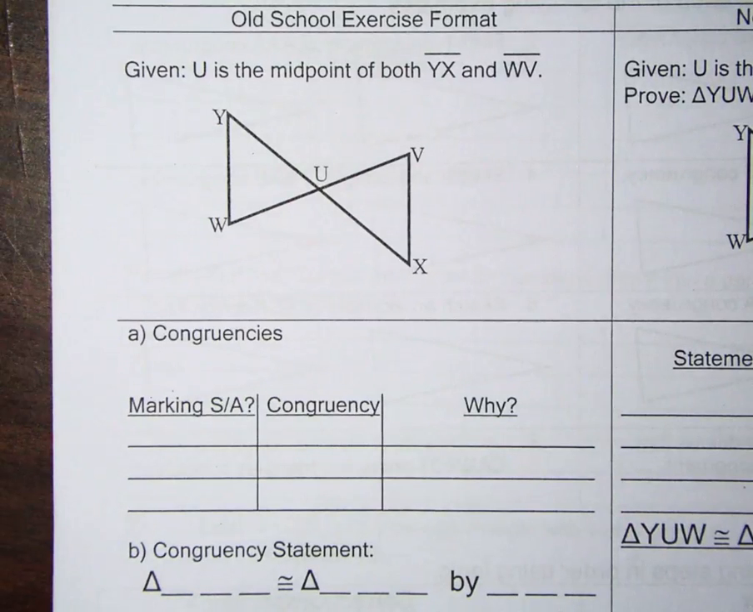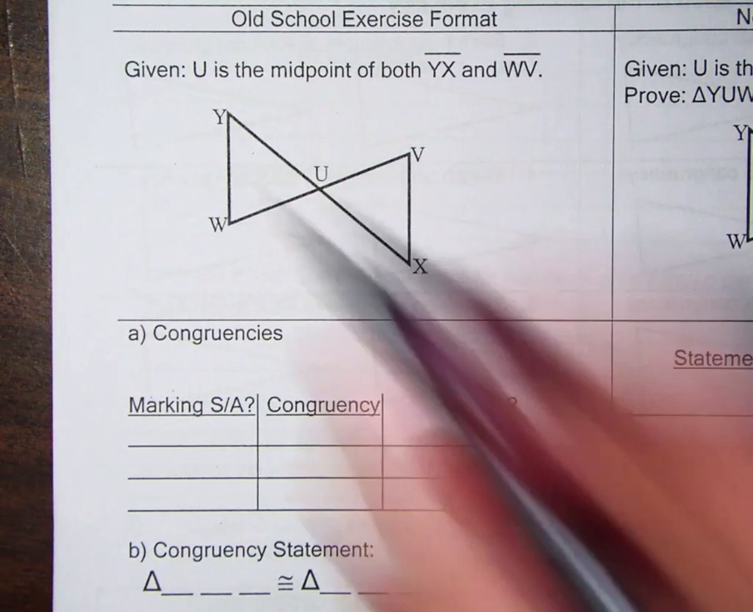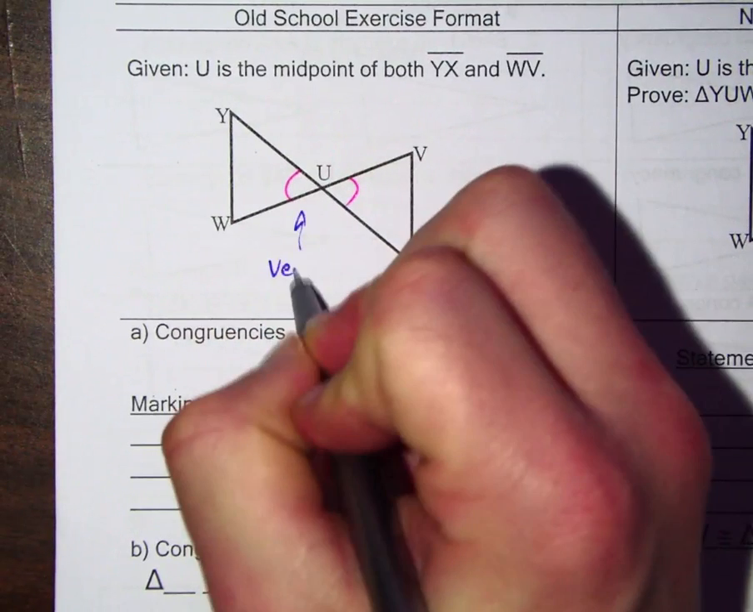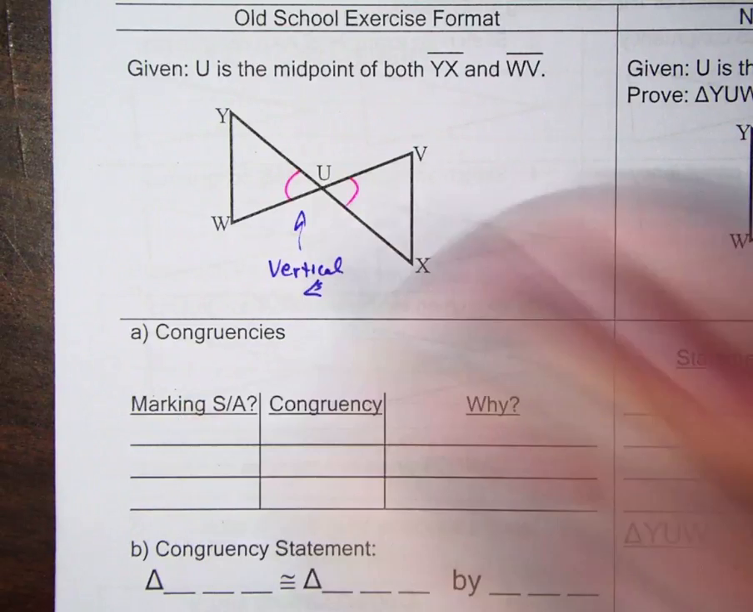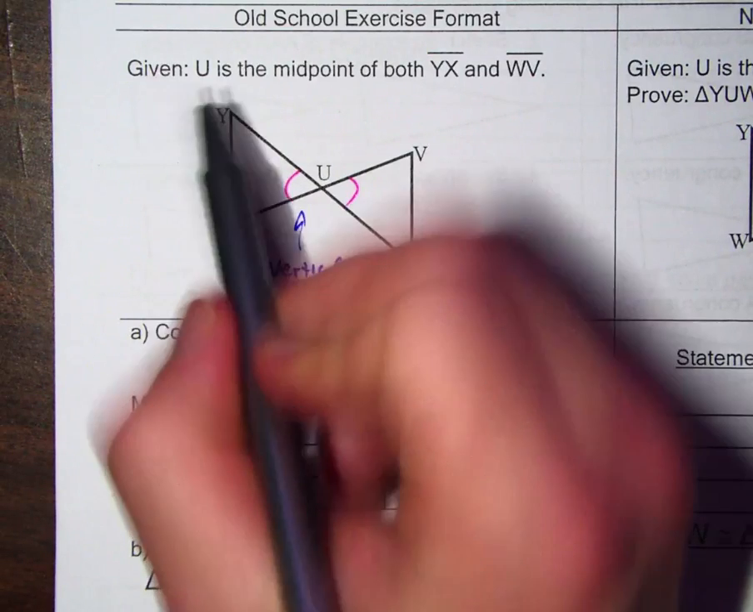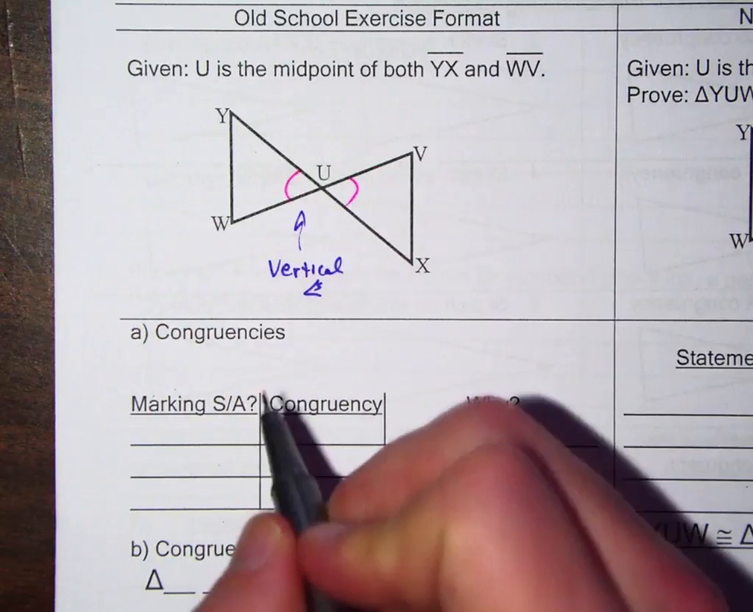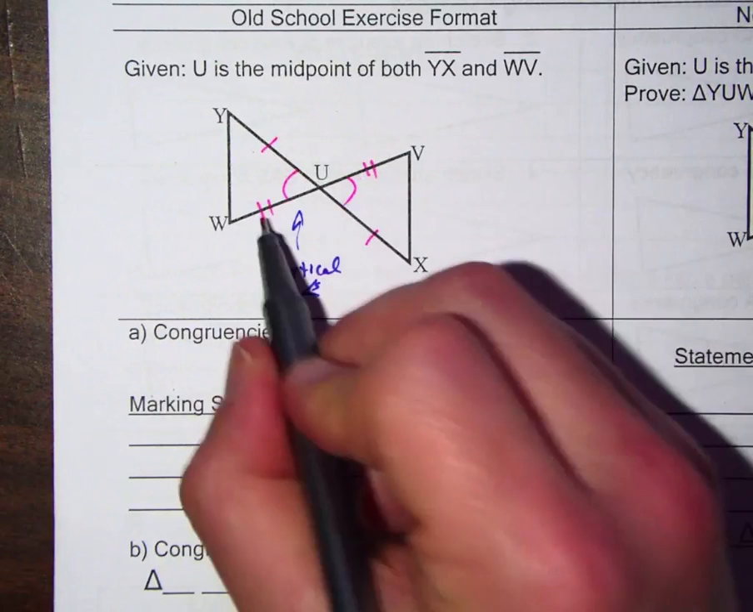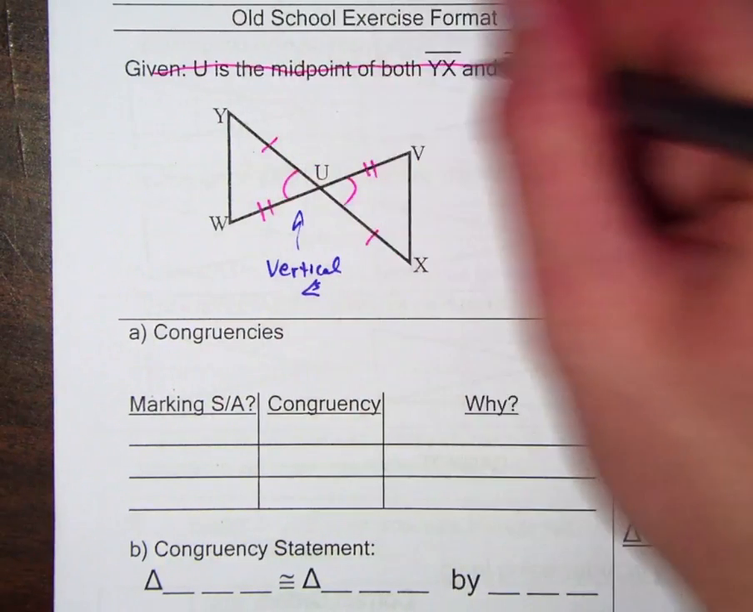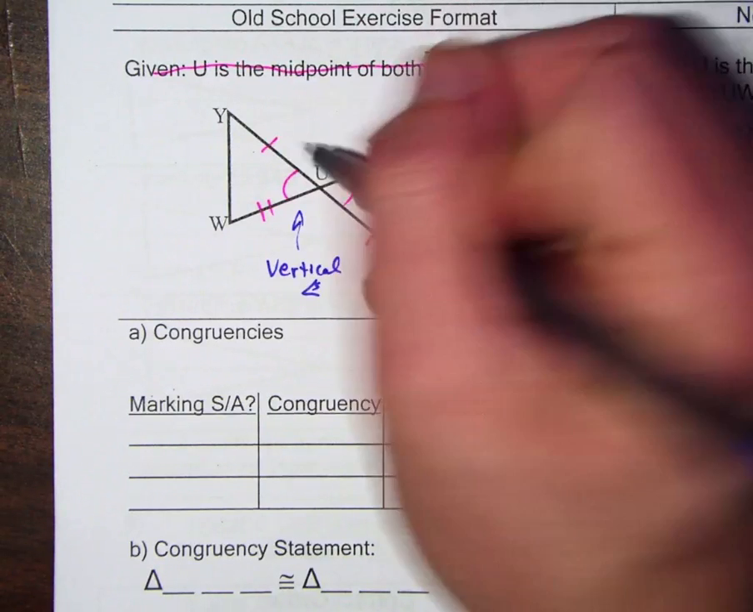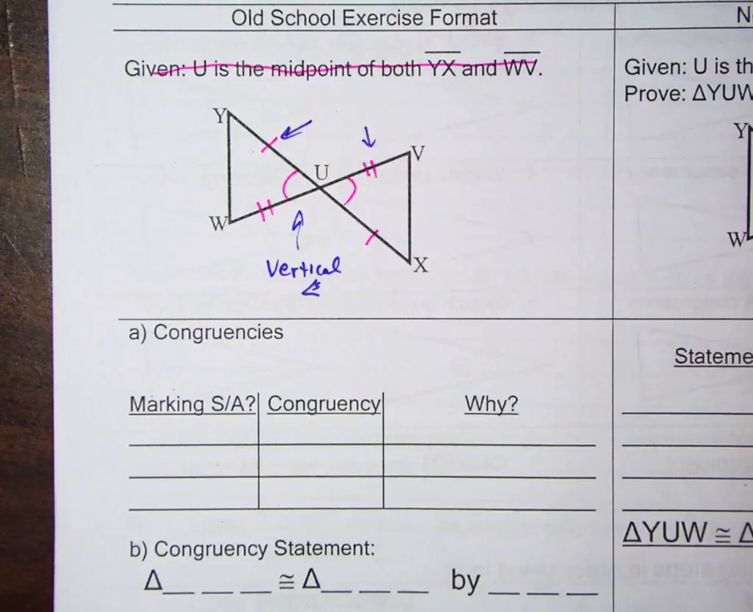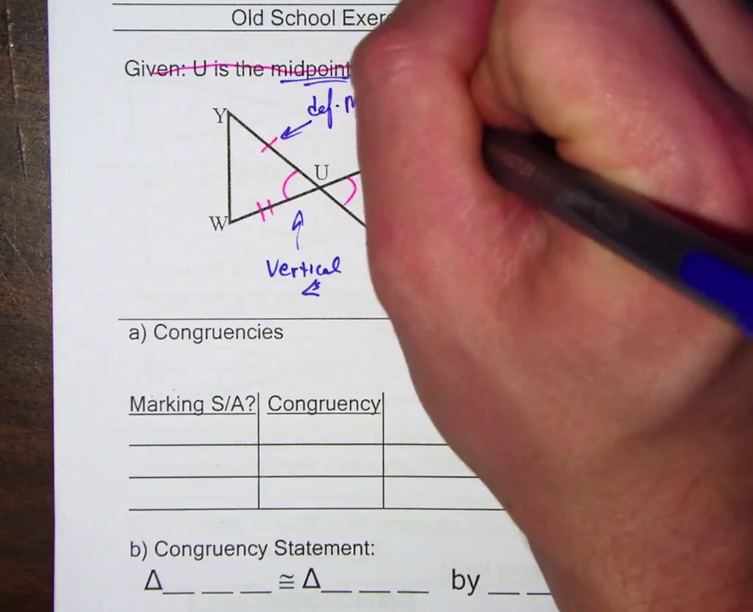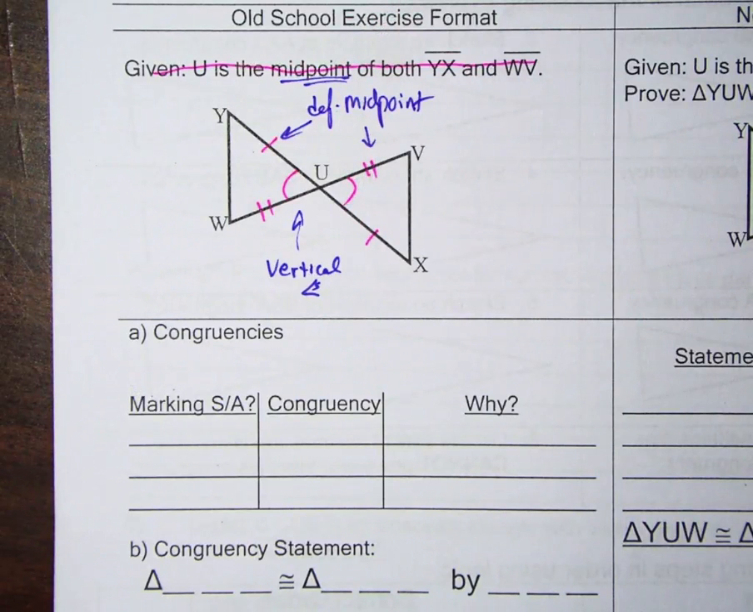Okay, here I go. I need to mark some things up. First thing I know, since I have no markings, these angles are congruent by vertical angles. Using my given, I see the midpoint of both of these segments, YX and WV. So I can say tick, tick, or rather double tick, double tick. I've used this information, so I'll cross it out. The reason I was able to make this marking and also this marking was this word right here. So it's the definition of a midpoint. Make sure you annotate.